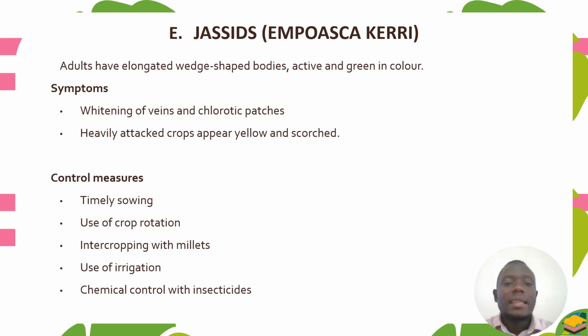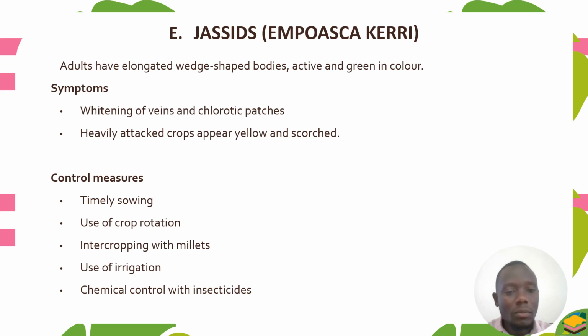Then let's look at another pest which is jassids. These are pests of groundnuts. Adults of these jassids have an elongated wedge-shaped body, and they are active and green in color.